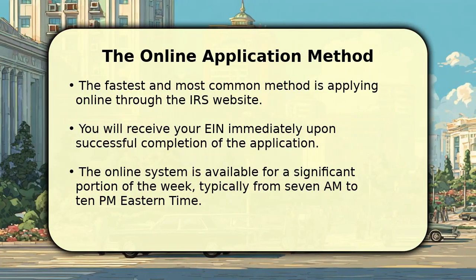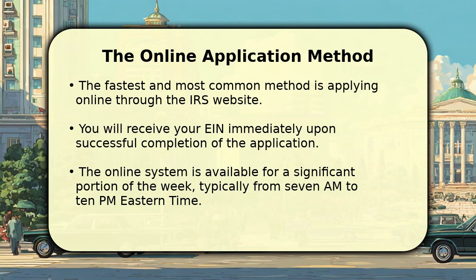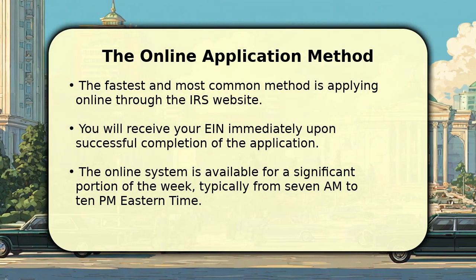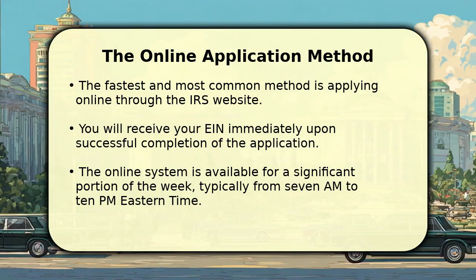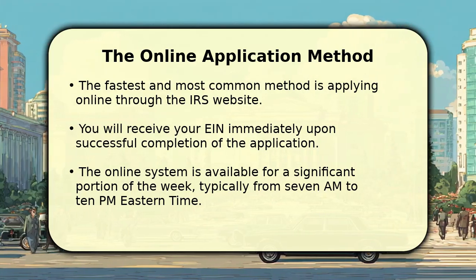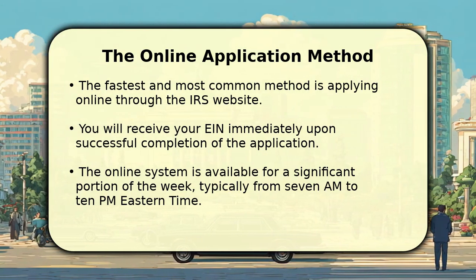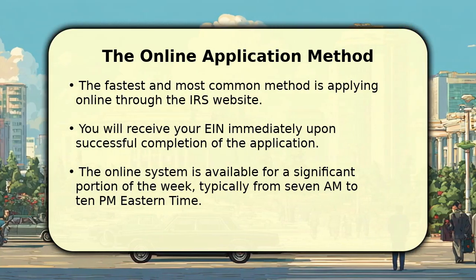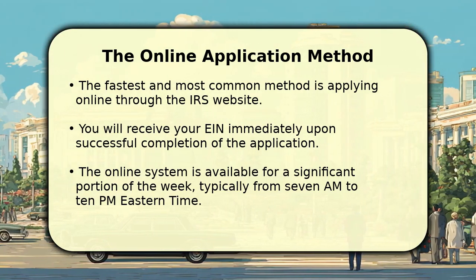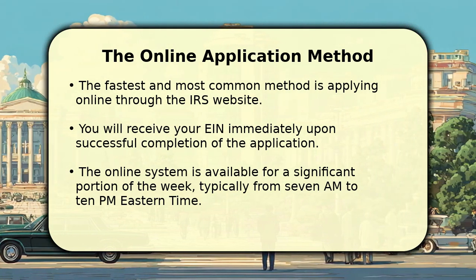The most efficient way to get your EIN is by applying online directly through the Internal Revenue Service website. This method typically takes about 15 minutes to complete. Upon successful submission, your new employer identification number will be issued to you immediately, allowing you to use it right away. The online system is generally available for 24 hours on weekdays, providing ample opportunity to complete your application at your convenience.